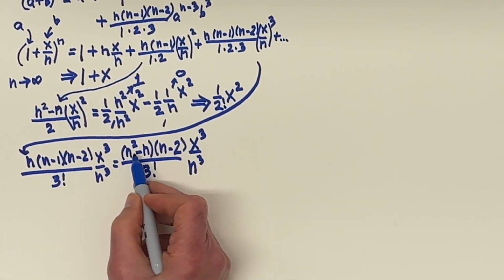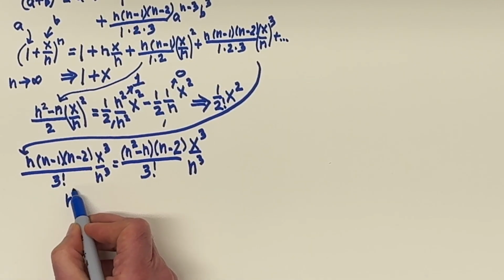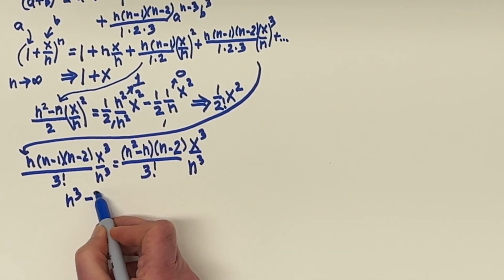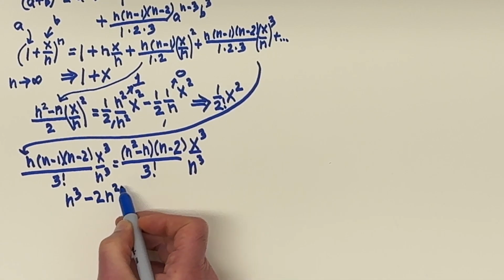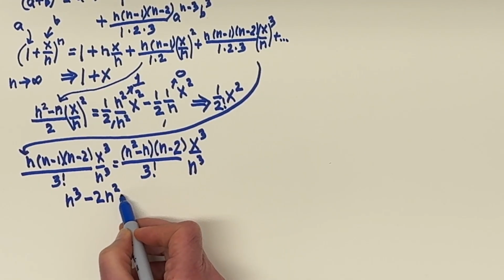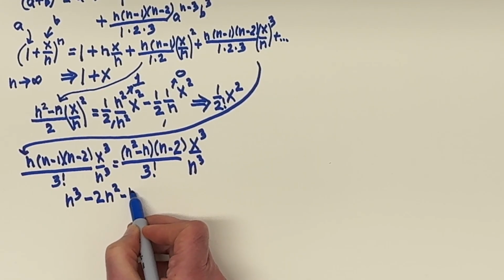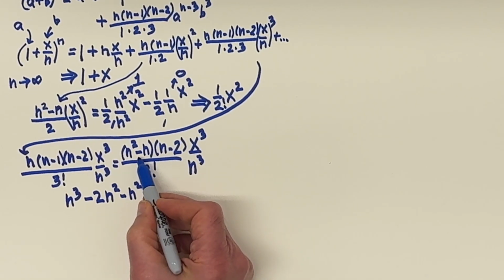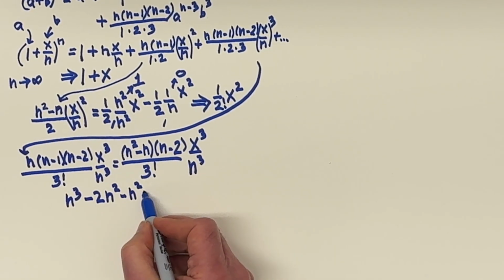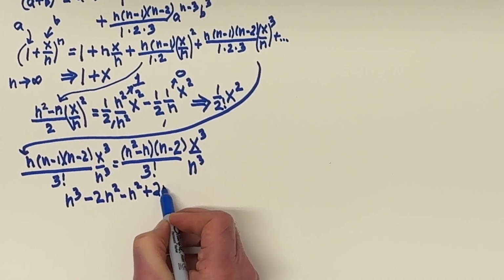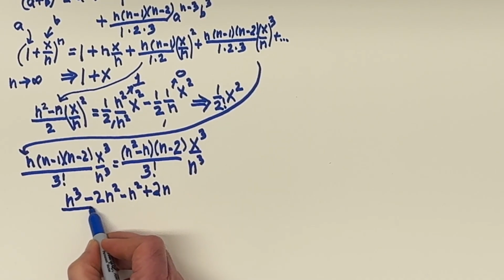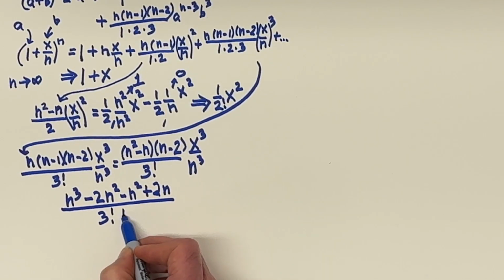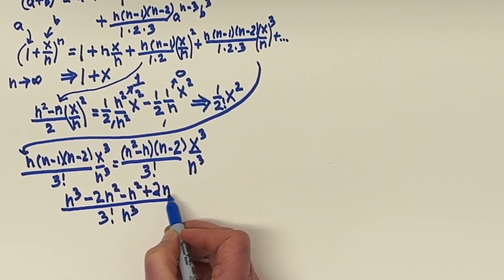So this is going to be n squared times n, that's going to be n cubed. And then n squared times the minus 2 will be minus 2n squared. Then the minus n times the n is going to be minus n squared. And then minus n times minus 2 will be plus 2n. And this is going to be over 3 factorial and this n cubed.